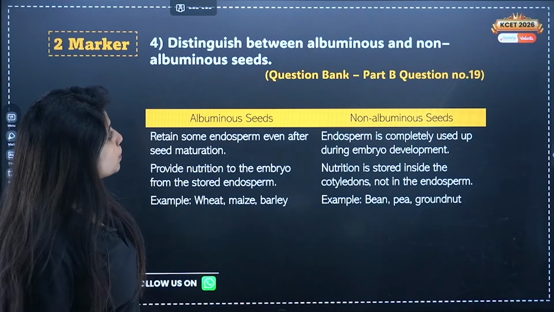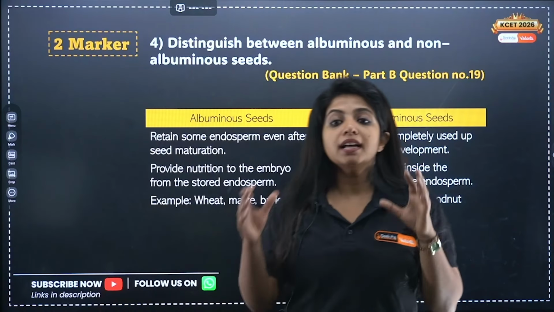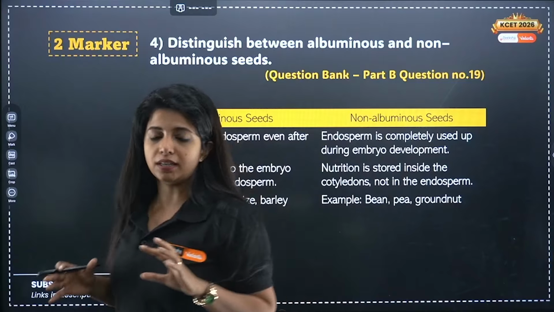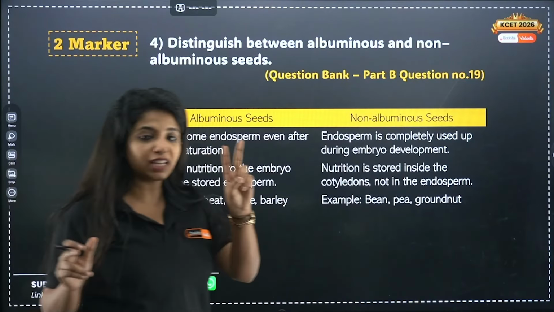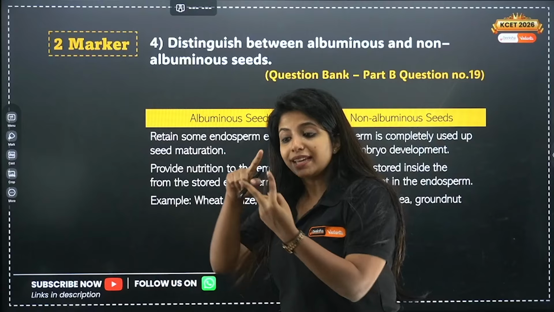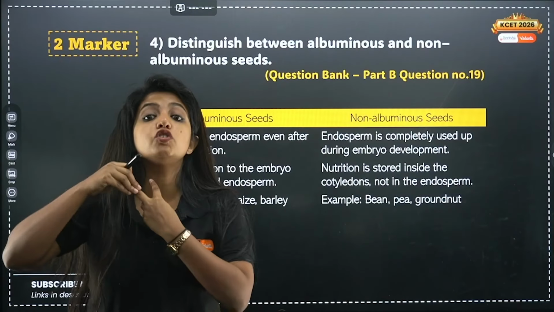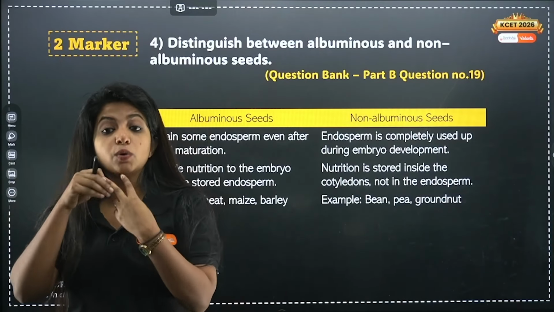Going ahead, difference between albuminous and non-albuminous seeds. Albuminous seeds basically means what? The one where the endosperm is still persistent. Listen, after double fertilization, 2 things happen. One is you get the zygote. The second thing is you get the endosperm. The endosperm is going to nourish the zygote to form the embryo. Sometimes the endosperm is used up in plants.